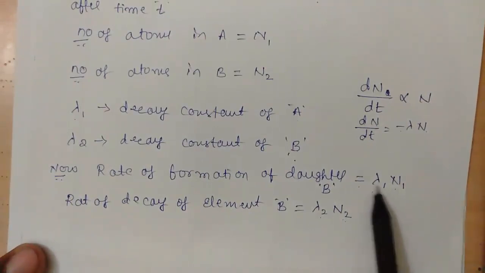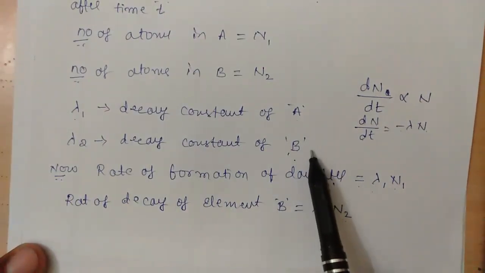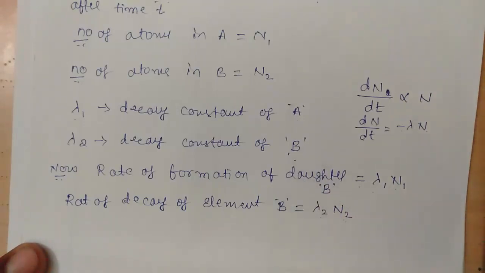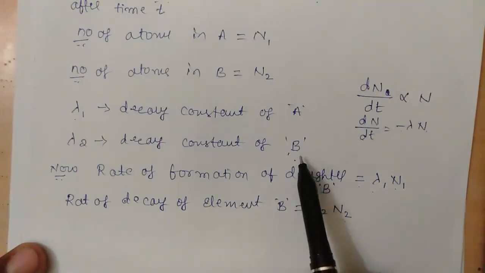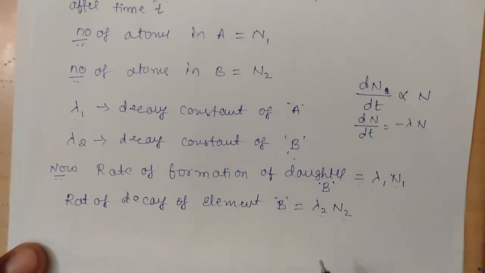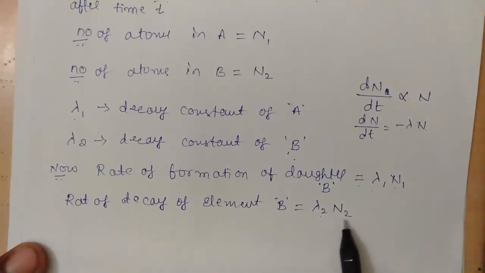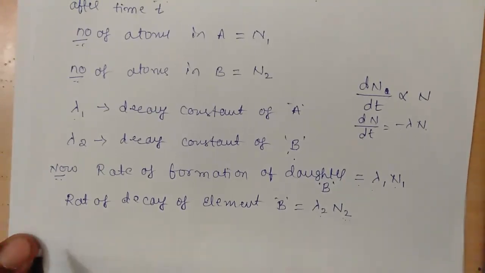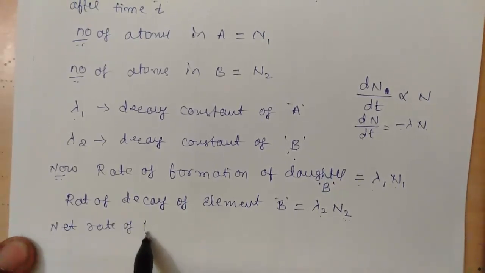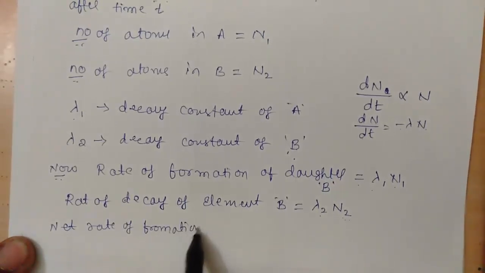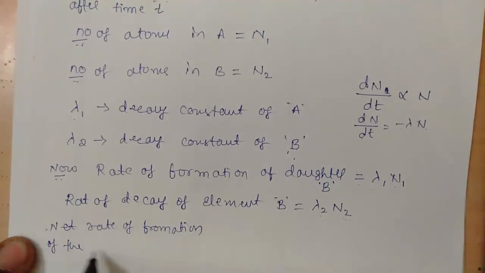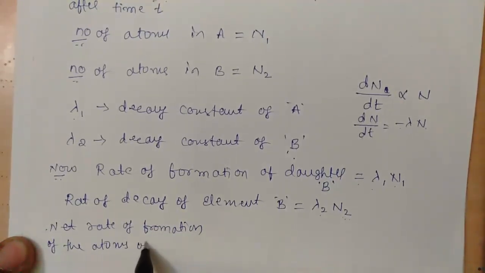So once this element A starts decaying into B, the number of atoms in element B goes on increasing. How is it measured? It is measured as the difference between lambda 1 n1 minus lambda 2 n2. So this is written as the net rate of formation of the atoms of the second element.